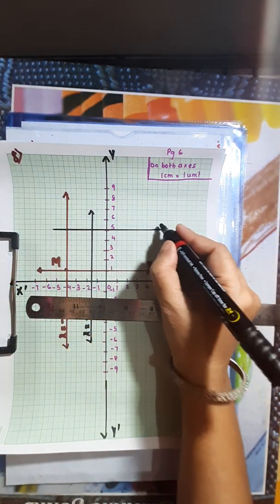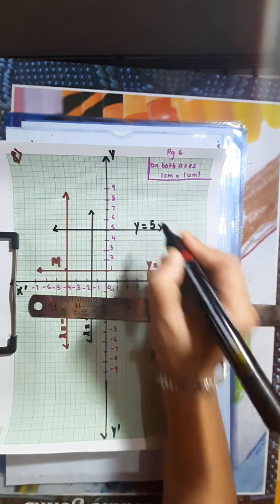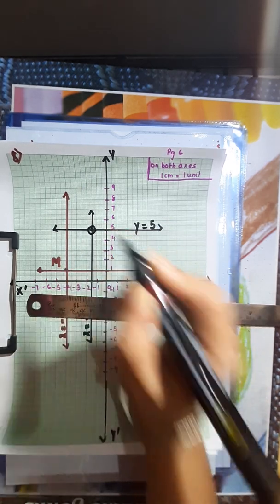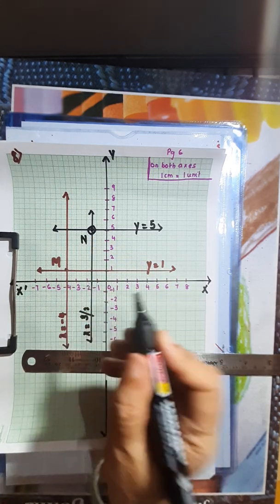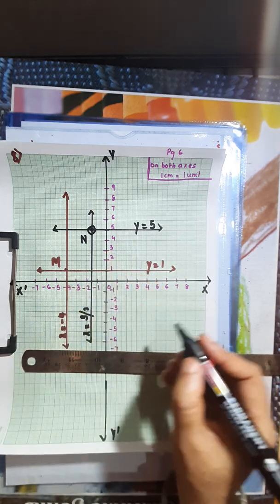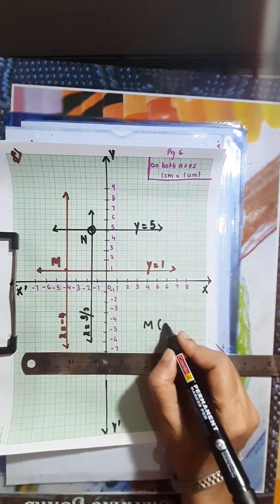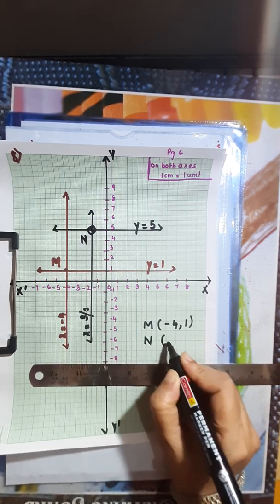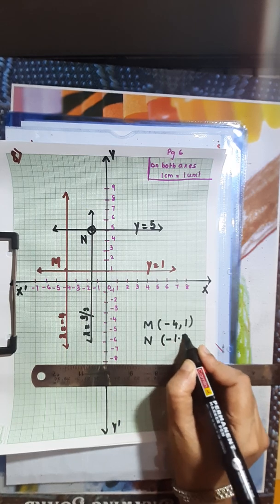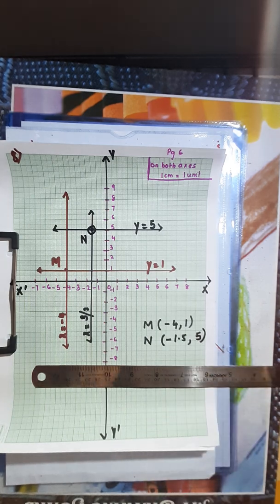Okay. So this is y is equal to 5. Where do these two meet? Let us suppose they meet at point N. My point N is (-1.5, 5). So my M is (-4, 1) and point N is (-1.5, 5). Is that clear? This is the first exercise, the second exercise, right?